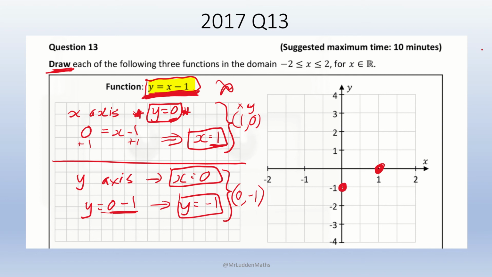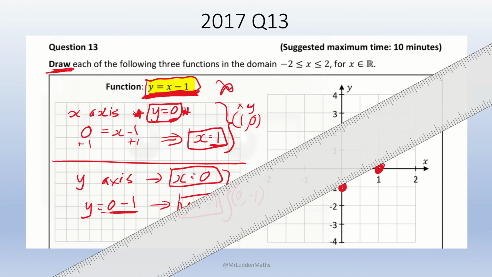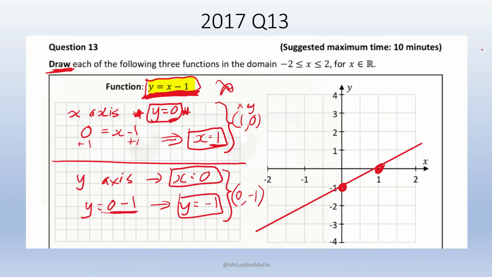Once you have your 2 points, you get your ruler out, and I'm going to get my ruler here, and you join those two together. Once you have that done, let me get rid of my ruler. You have the line, you have your picture of what this function here looks like.